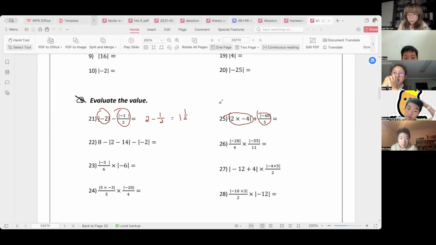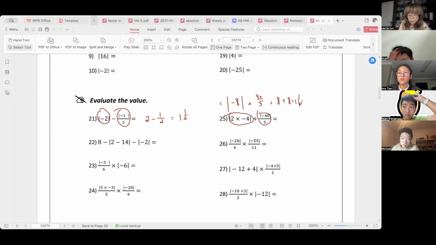Okay, so let's take a look at this one. This is 2 times -4 first. So we do the calculation inside the absolute value first. And for this one, -40/5, but it's the absolute value of -40. So it's 40/5. Okay, so next one, the absolute value of -8 is +8, plus 8 equals 16. Are we clear?